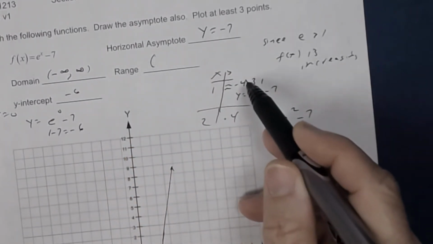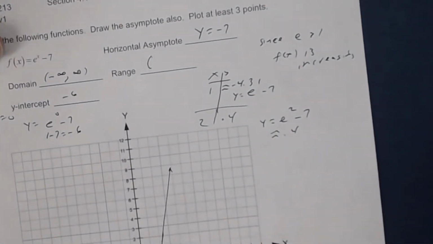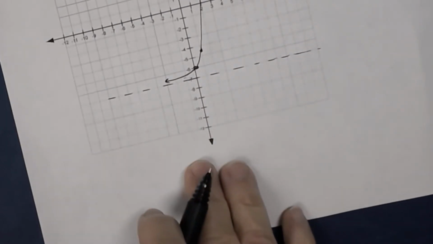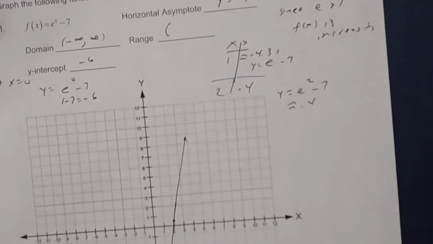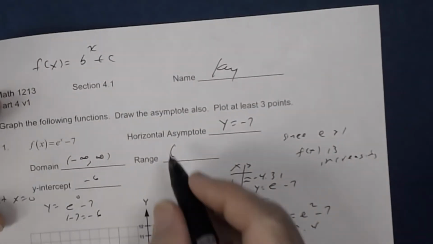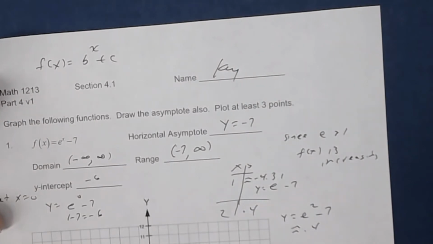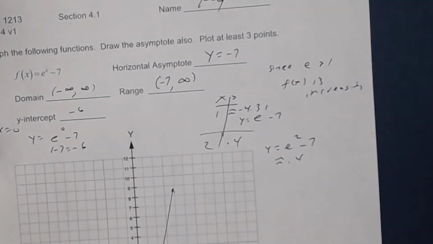If you do a t-table, this y value will never, ever be -7. In fact, it will never be below -7. So -7 all the way to infinity. That's your range, with parentheses. No bracket on -7. All right, so that is part number 1.